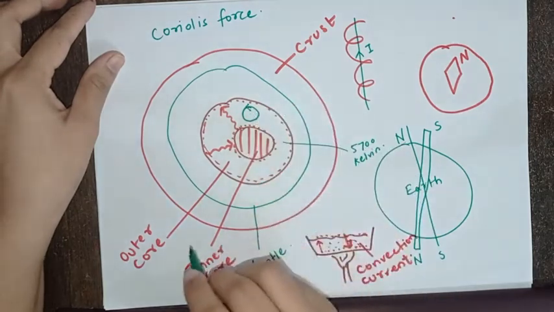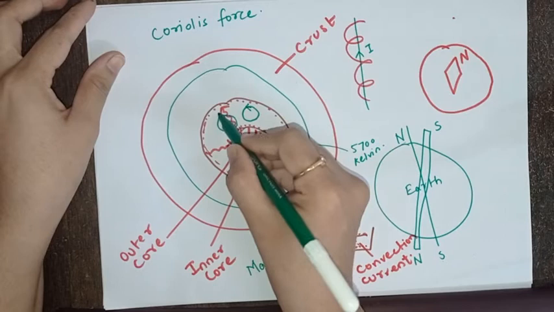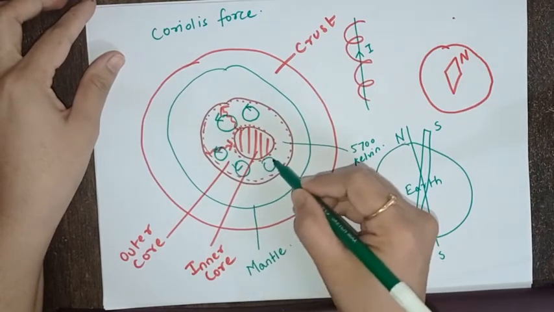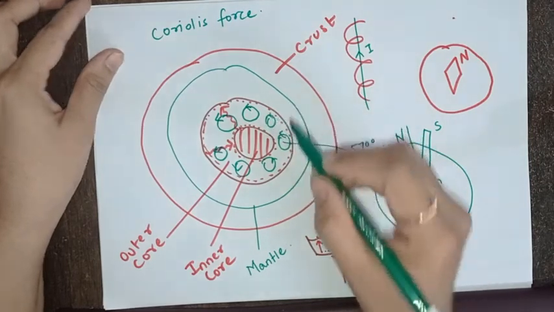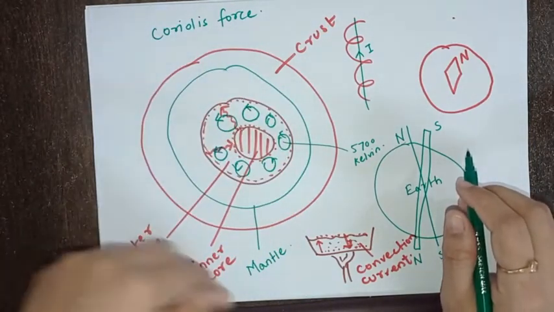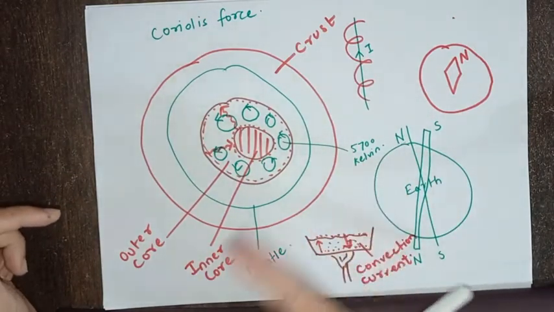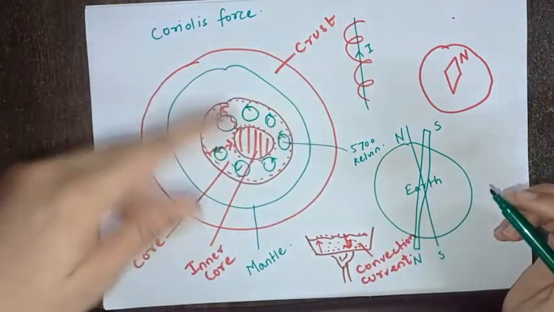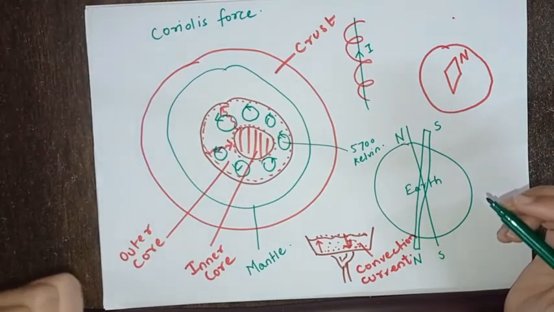So we will have a small pocket of current here, and then a small pocket of current here, and then here, and so on and so forth. So we will have many pockets of electrons flowing in a circular path, and this circular motion is because of the spin of the Earth, because Earth moves around its own axis, because of which these electrons also move in a circular path, and that is because of the Coriolis force.